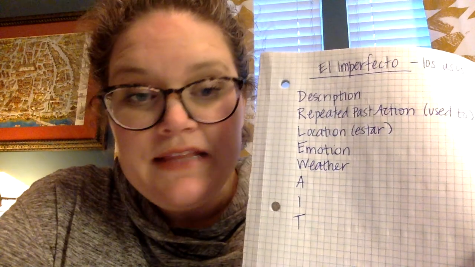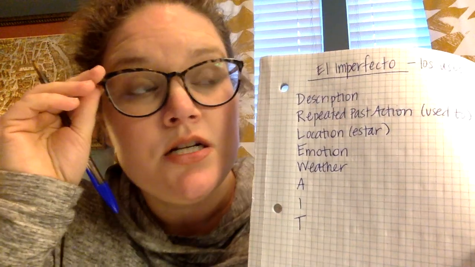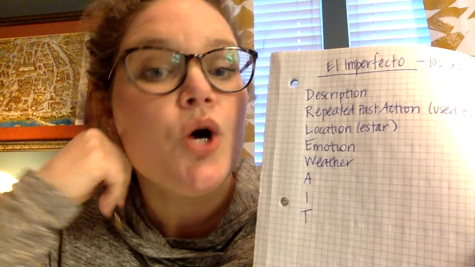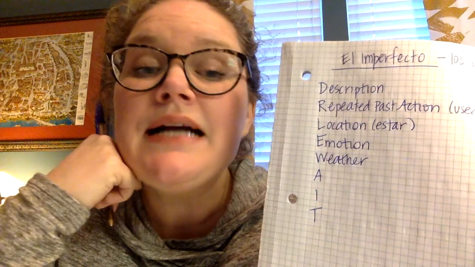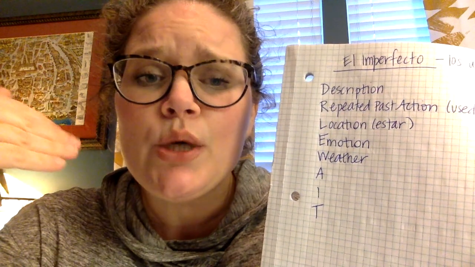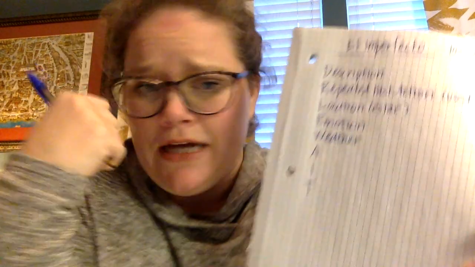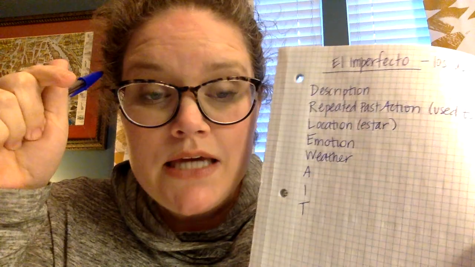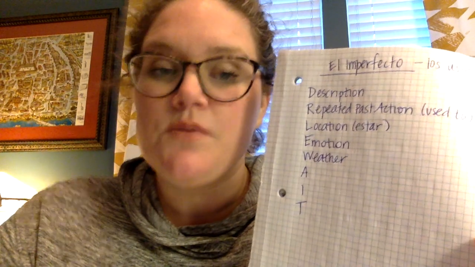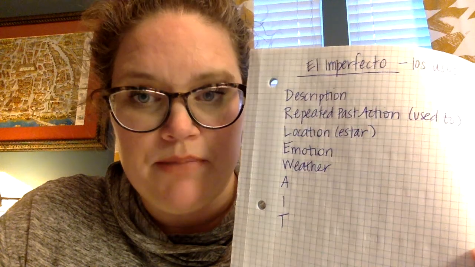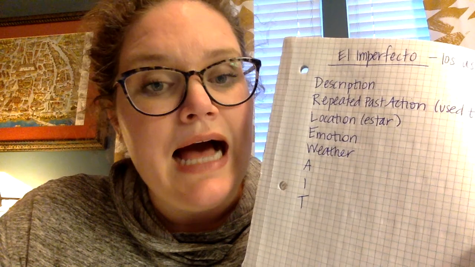For example, I feel like this week we've experienced every season, right? So, el lunes estaba nublado, el martes hacía calor, el miércoles hacía frío, hoy hacía viento, is windy. So, all of this is going to be weather, which is going to be el imperfecto. La A representa edad, age.